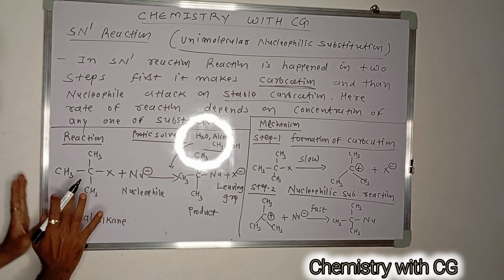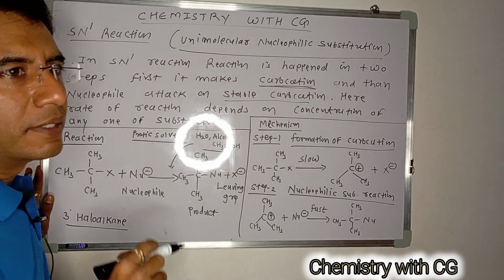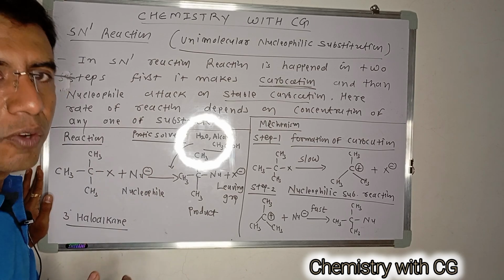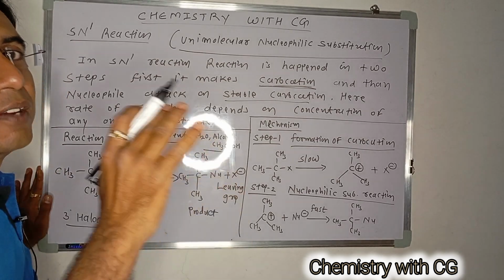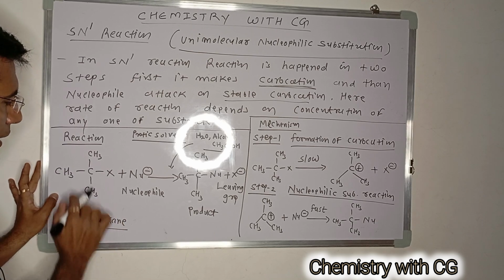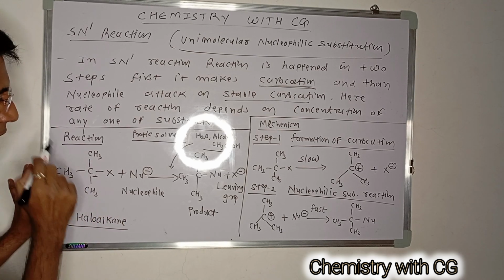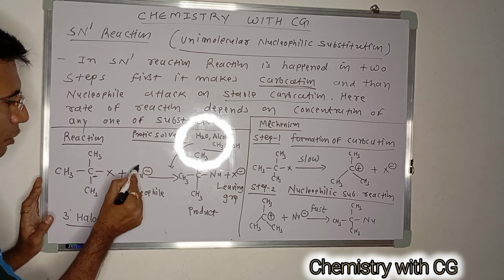See here we have the example of tertiary haloalkane. We know that tertiary haloalkane easily reacts with a particular kind of nucleophile in SN1 manner. So how does it happen? Here we have tertiary haloalkanes. You know that this is the tertiary carbon which has the halogen and three methyl groups, which reacts with the nucleophile.